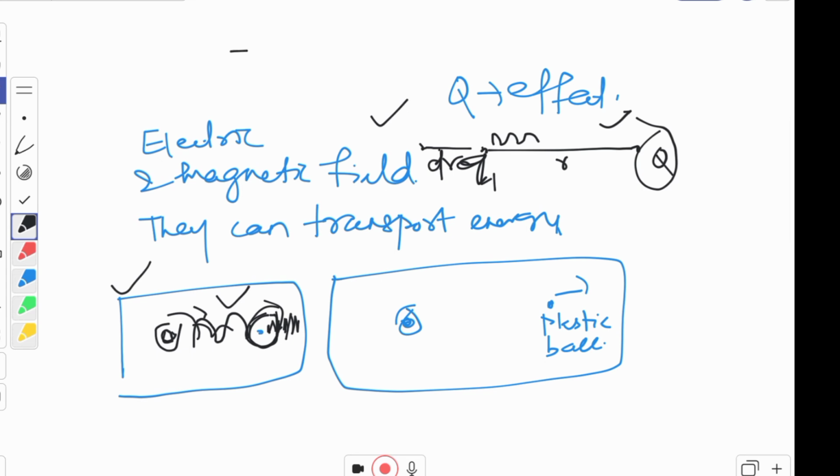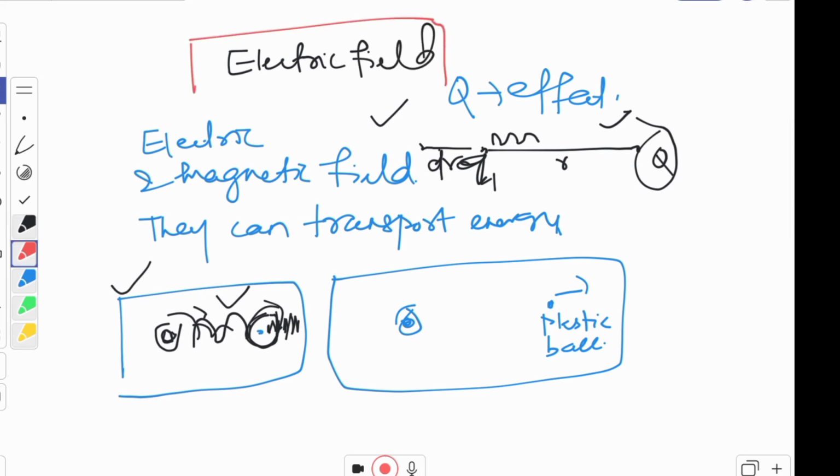And what is that? That is your electric field, children. Understood? Do you understand anything? That means now energy transports from this place to this place. So now the change in force over here can be experienced by this charge, the capital charge Q.